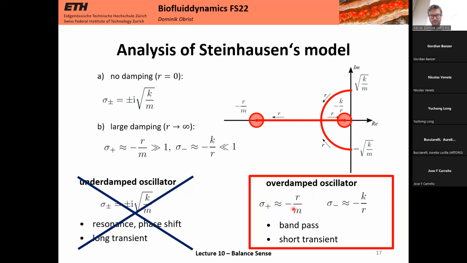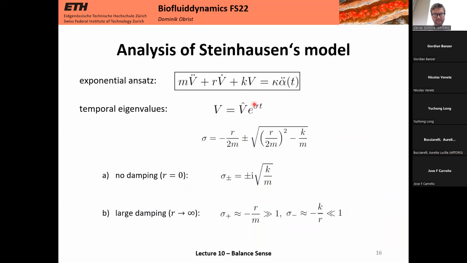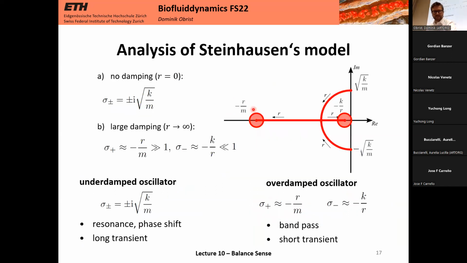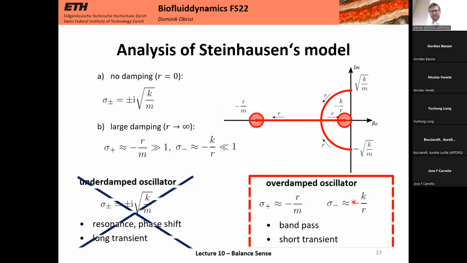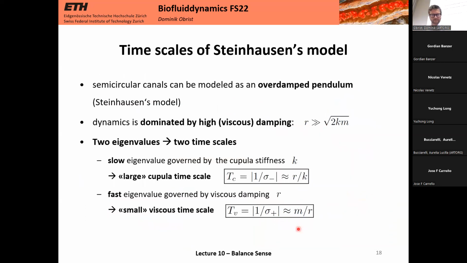Another way we can interpret these two eigenvalues is as timescales. Let me look again at the ansatz. So sigma, the eigenvalue sigma, stands in front of a t. So 1 over sigma is something like a characteristic timescale. Okay, so let's try to understand these two eigenvalues as timescales. We have plotted that here: 1 over sigma. So there's sigma plus and sigma minus. These are the two different eigenvalues.